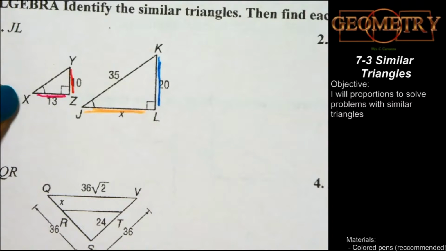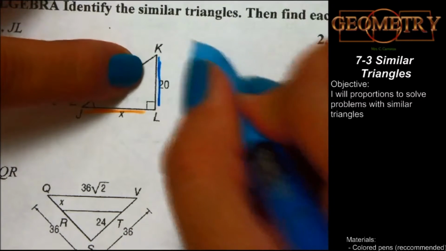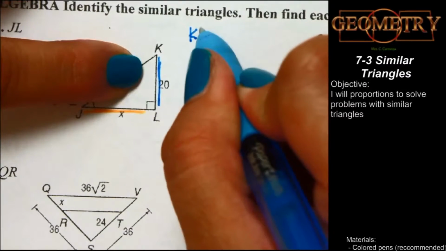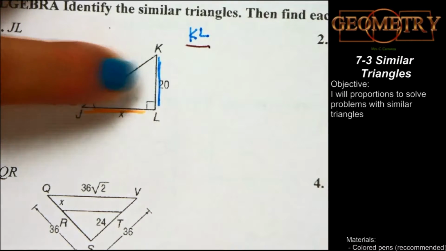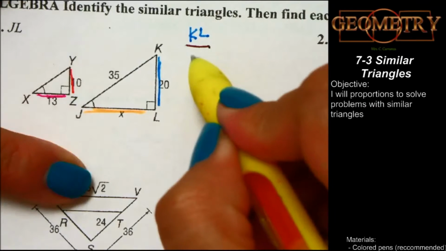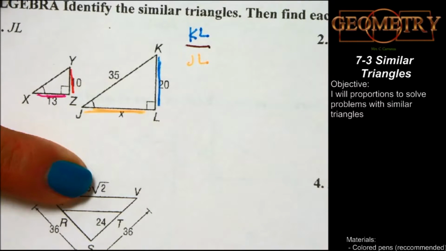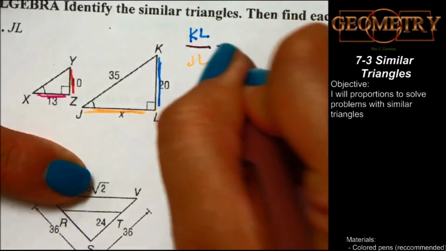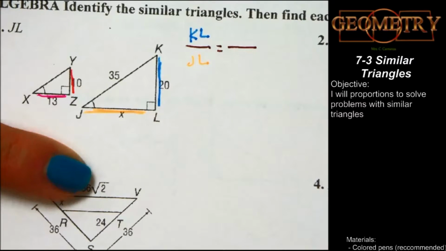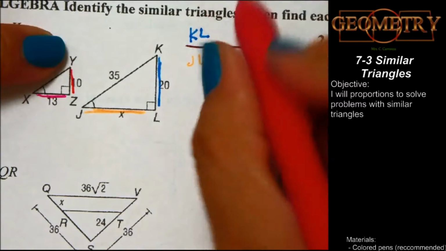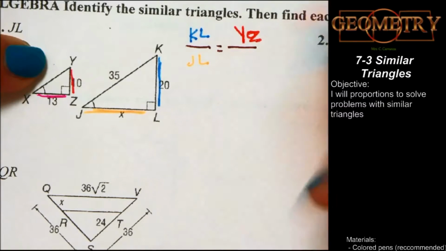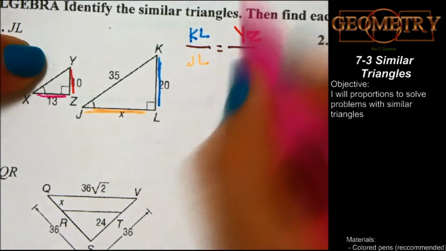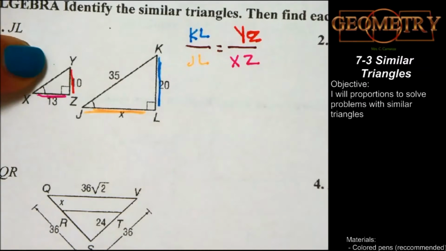All right, I'm going to say that this segment KL is in some sort of relation with this other side JL, and that fraction, because these sides are similar, is equal to the fraction I get when I take YZ and I put it in a fraction over XZ.